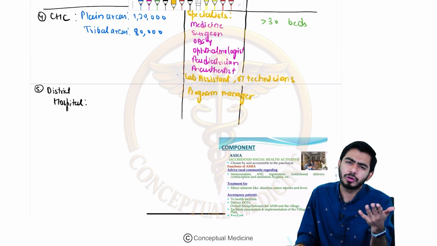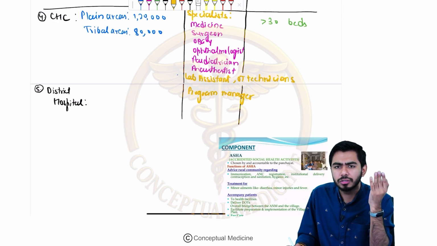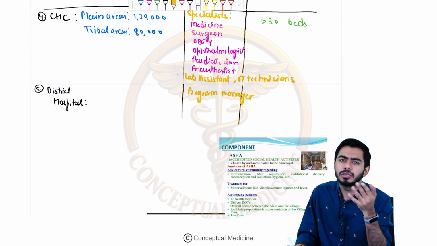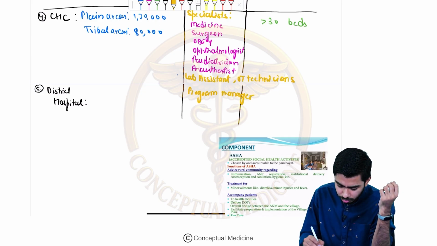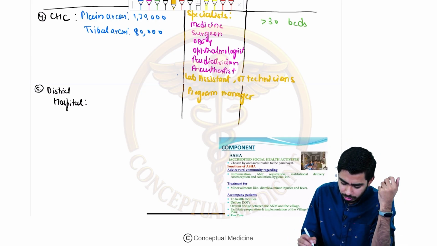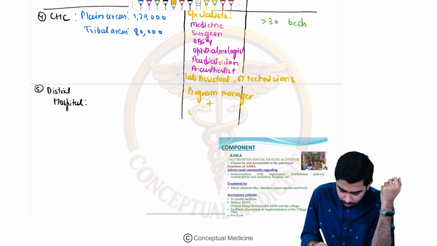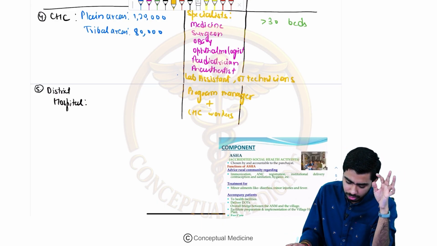Then the specialist doctors are also present over there. Staff nurses will be present, OT technicians will be present, lab technicians might be there, and along with that, the program manager might be there. So it is the program manager plus all of those features which I've talked about at the level of CHC, plus CHC workers, I mean all the doctors, nurses, all of these will be present over there.